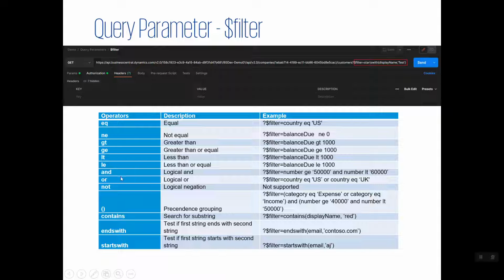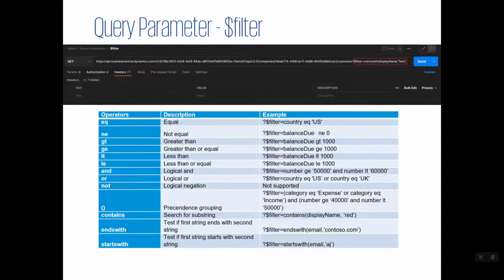For example, with and, number greater than 50,000 and number less than 60,000, which we can apply together, or country US or country UK. All this information we can apply. This is very useful when we are retrieving a specific set of records.